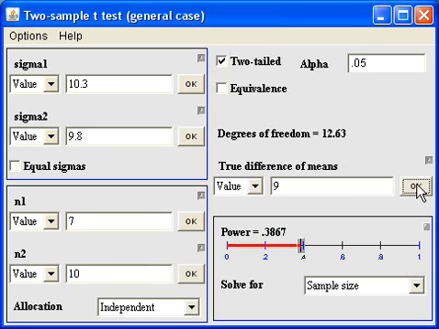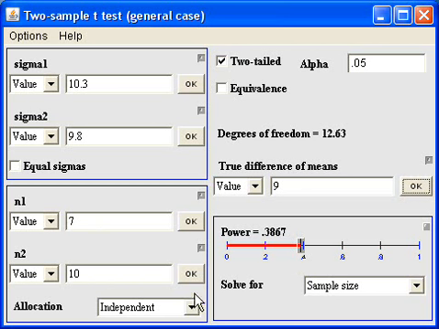I'll OK that. And our starting hypothesis was that we weren't sure what effect the drug was going to have, so we have a two-tailed test. So in this test here, where we've got a true difference of means of 9 with a standard deviation for the control and the treatment of 10.3 and 9.8, sample sizes of 7 and 10, we've got a power of 0.3867.